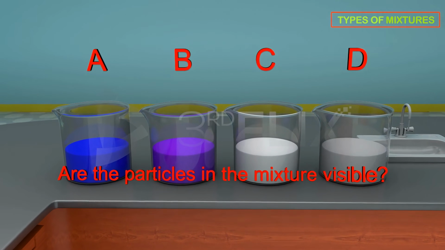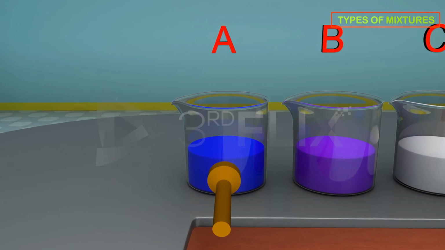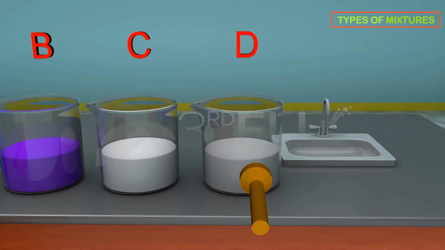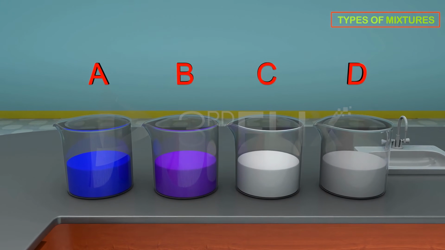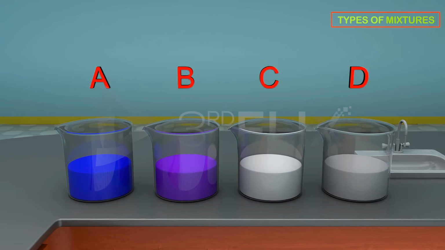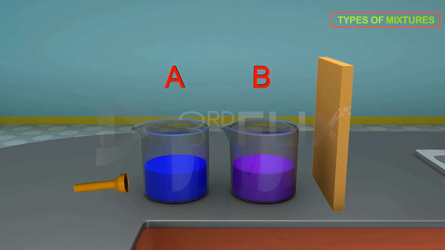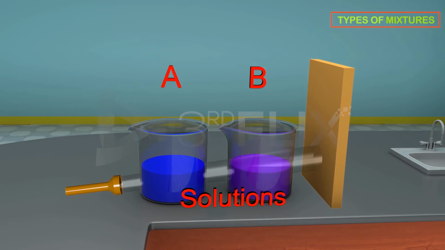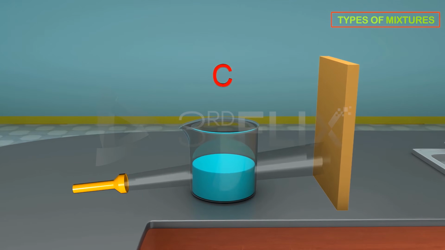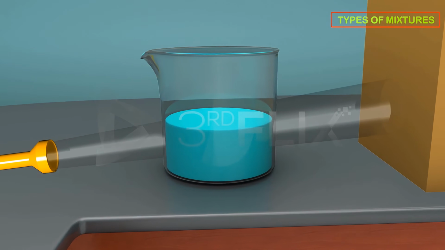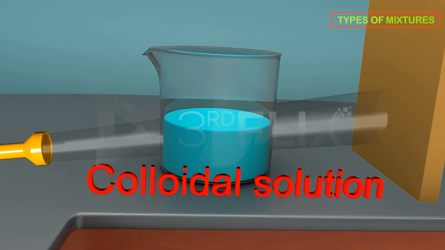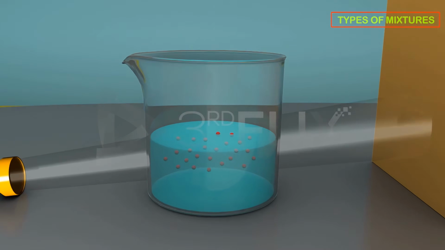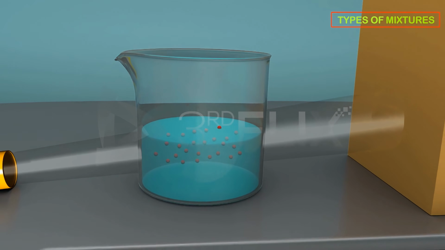Are the particles in the mixture visible? Direct a beam of light from a torch through the beaker containing the mixture and observe from the front. Was the path of the beam of light visible? The path of light beam is continuous and is visible in beakers of group A and B, hence they are called solutions. The path of light beam is obstructed in group C beaker, hence it is a colloidal solution. The path of light beam is more obstructed in group D beaker due to large size particles, hence it is a suspension.